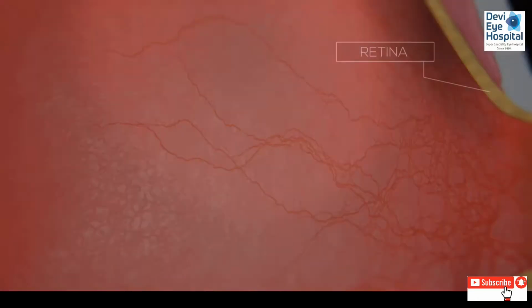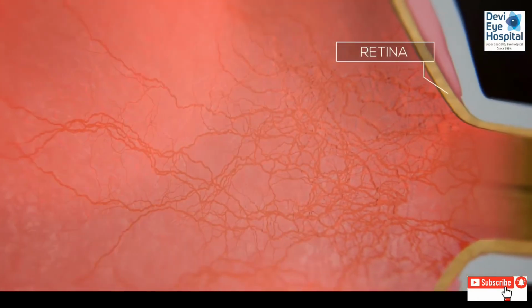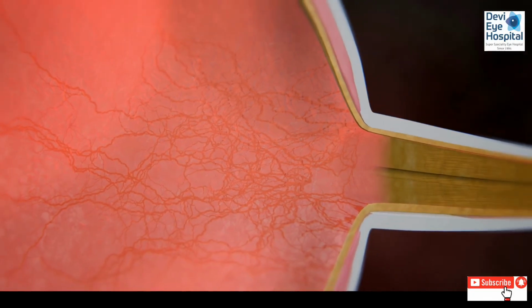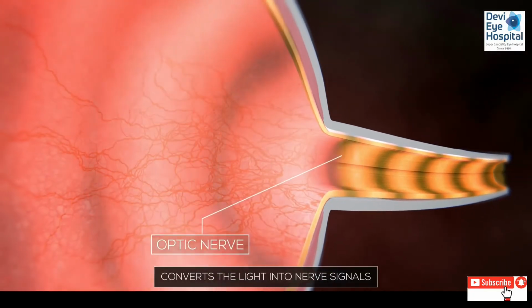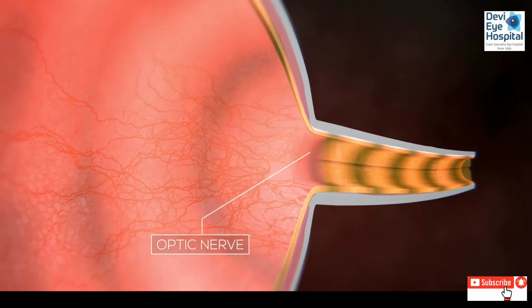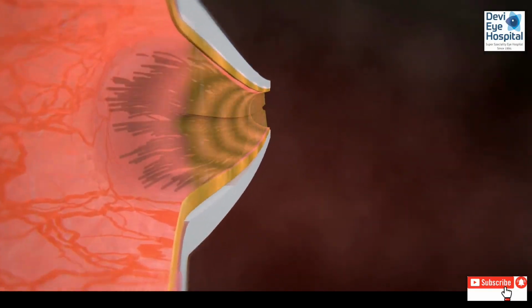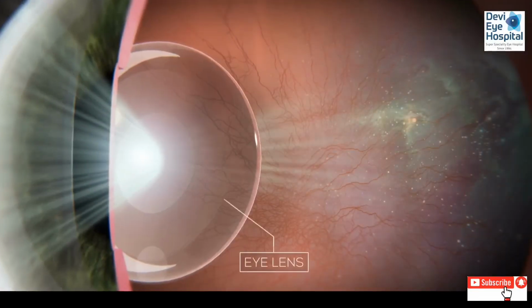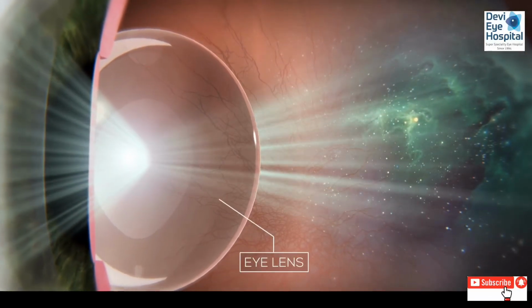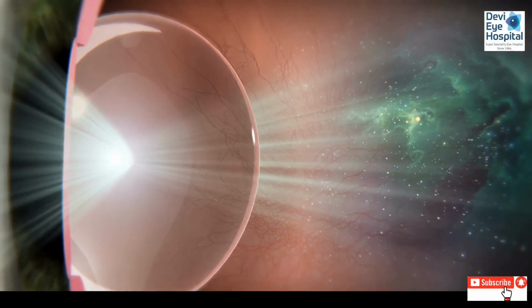retina. The retina is a light-sensitive tissue at the back of the eye. The retina converts the light into nerve signals. These signals are sent to the brain via the optic nerve for image processing. A transparent and totally clear lens will produce a sharp image on the retina.